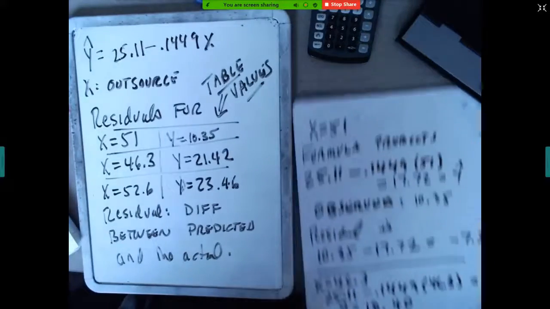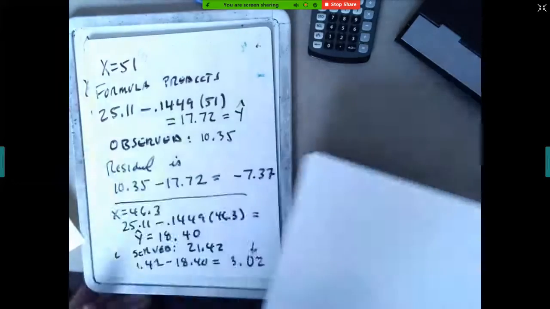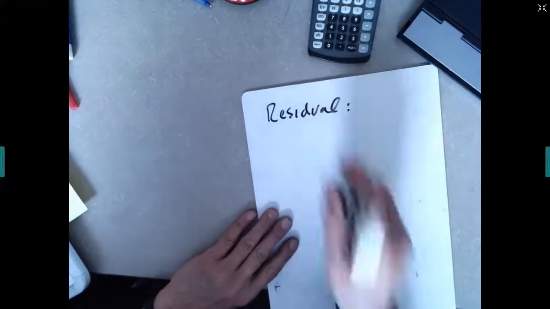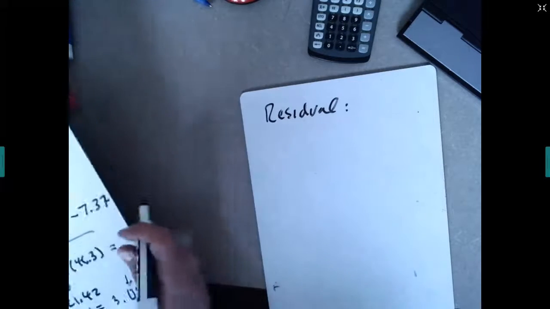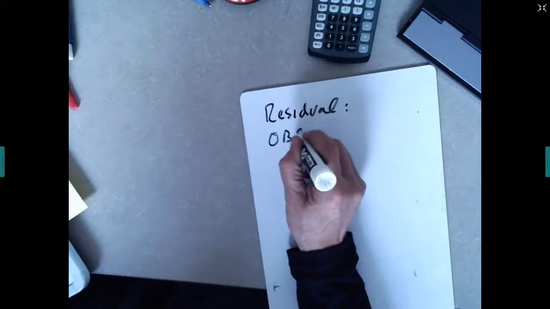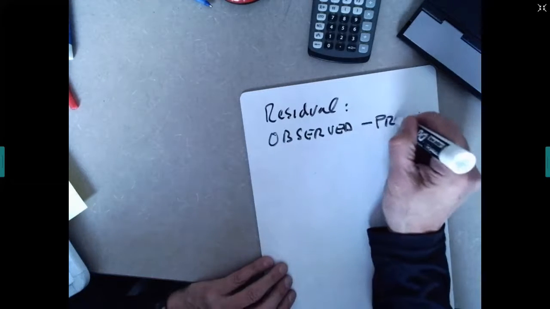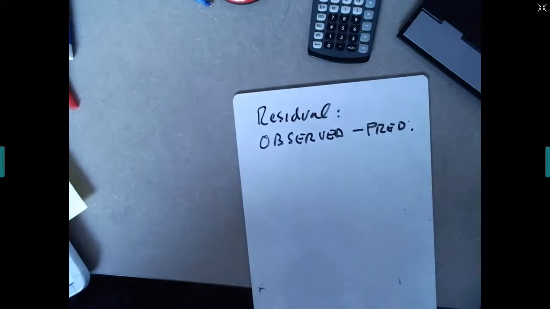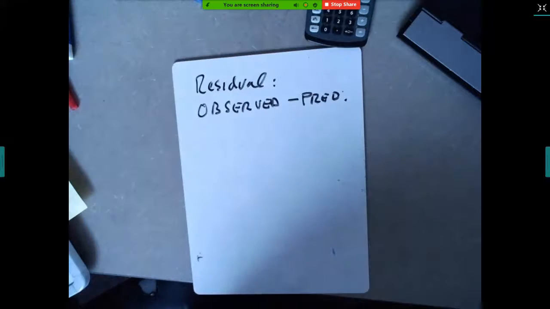So what you remember here is this is a takeaway: the residual will always be, remember this, the observed minus the predicted. Okay? So that's the takeaway.